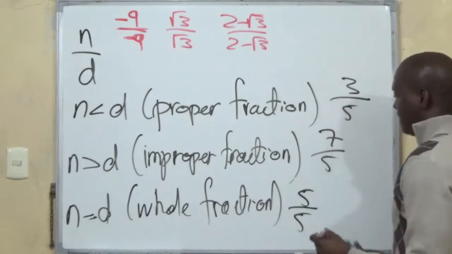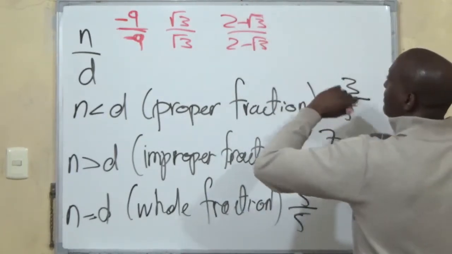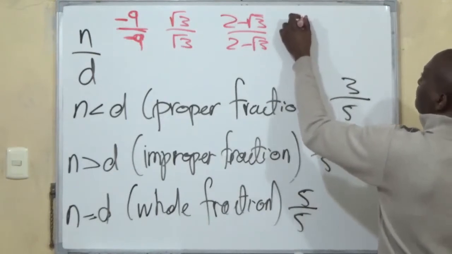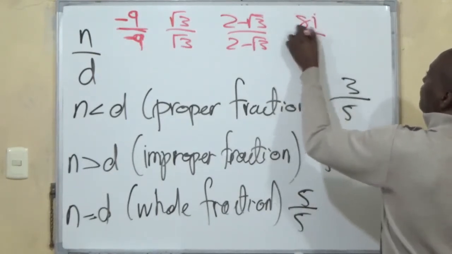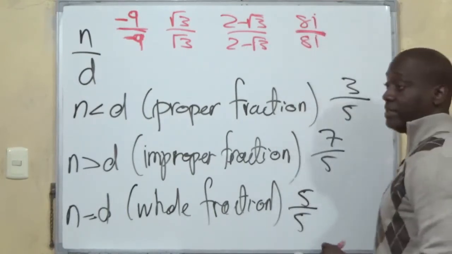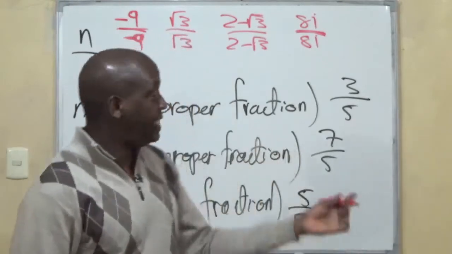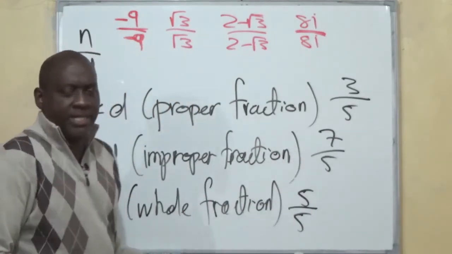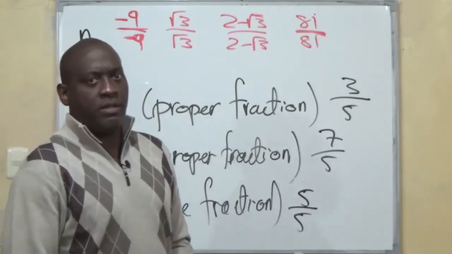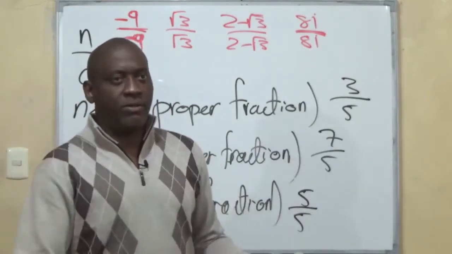Now what about complex numbers? We could say, let me start with imaginary numbers, 8i over 8i. That is a whole fraction. We might want to express the number 1 as 8i over 8i for some particular purpose, for some particular situation where 8i is at the center of it all.